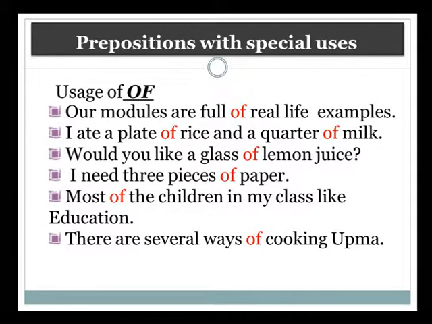There are several ways of cooking upma. This one is a little special one. Let us see how. As we have learnt about gerunds in the previous class, just to revise, a gerund is verb plus ing form. So cooking is a gerund here. Before a gerund, you should always remember a preposition like of has to come. So after of, you cannot write an infinitive. You should always write a gerund. So I would be wrong if I say there are several ways of to cook upma. That's wrong. So after of, a gerund has to come.